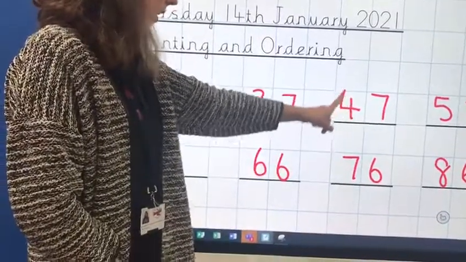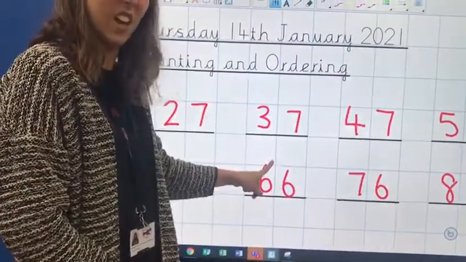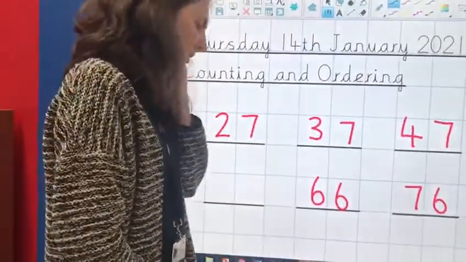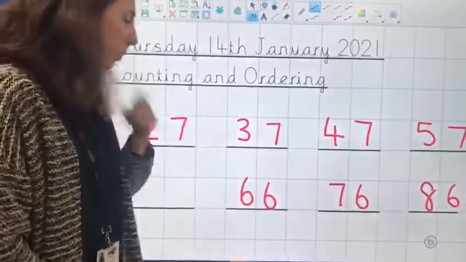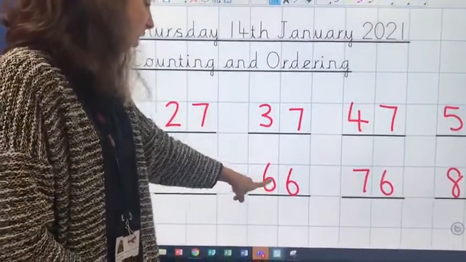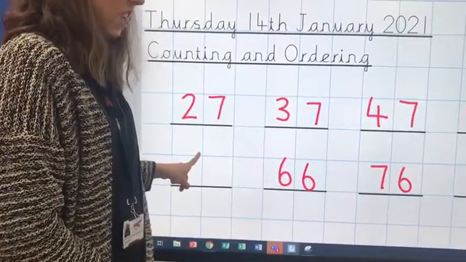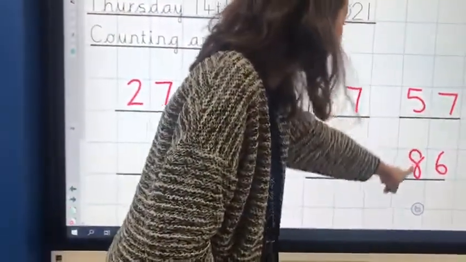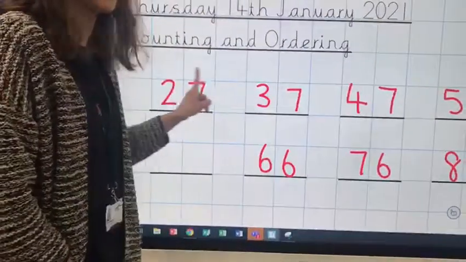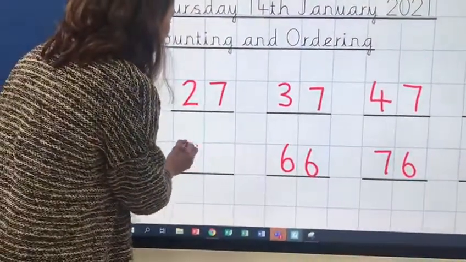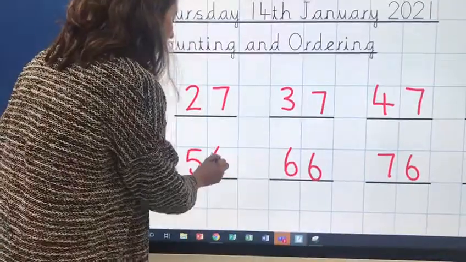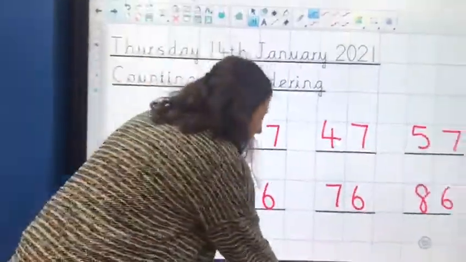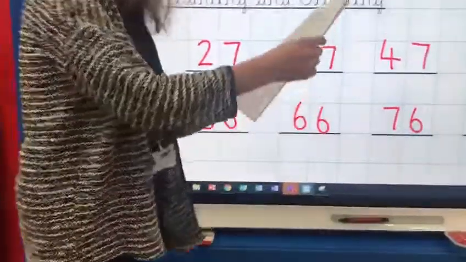96, 86, 76, 66. Would it be 46? Oh no, would it be 46, boys and girls? Because 4 doesn't come before 6, does it? If we're counting backwards, we would go 9 tens, 8 tens, 7 tens, 6 tens, 5 tens, wouldn't we? So it would be 56. So question 2 is counting back in tens.